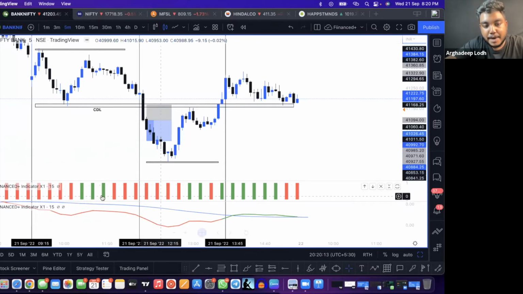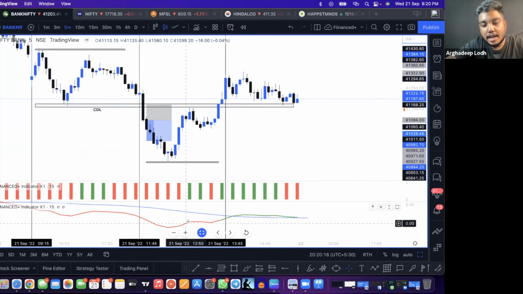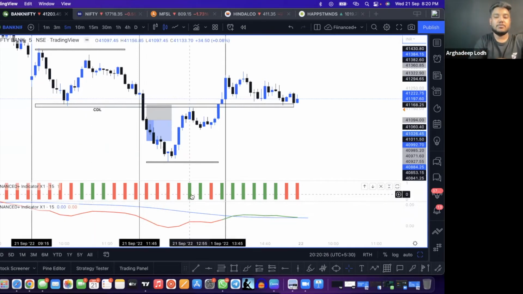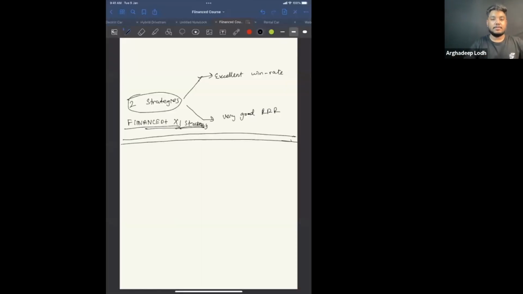ऐसे ऊपर में ऐसा बार रहता है और नीचे ऐसे 2 लाइन रहता है. एक ब्लू लाइन और एक लाइन जो कलर चेंज होता है और ऊपर एक बार रहता है. Red bar, green bar. So now let's understand how this works. These are not 2 separate strategies. This is only one strategy.